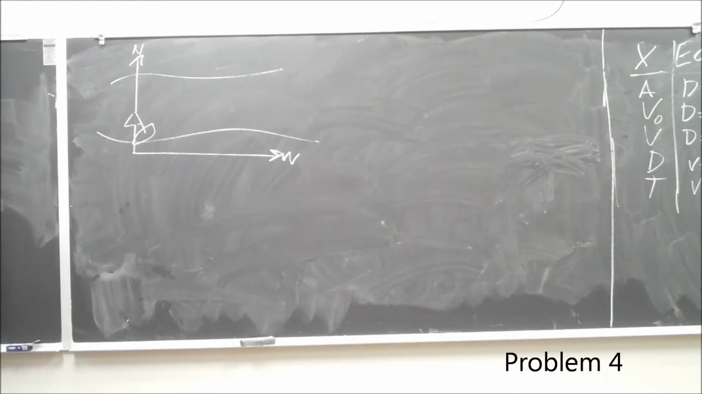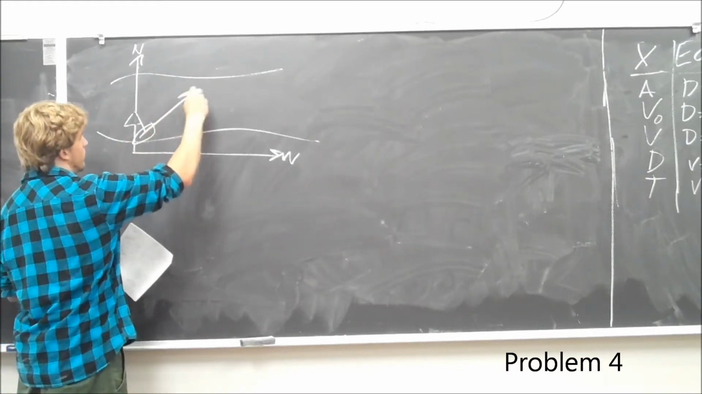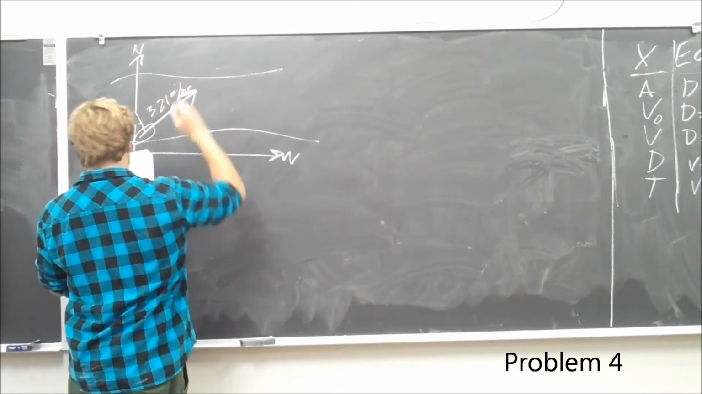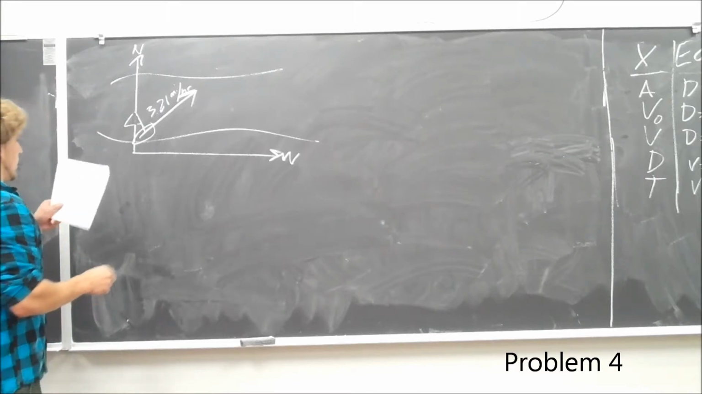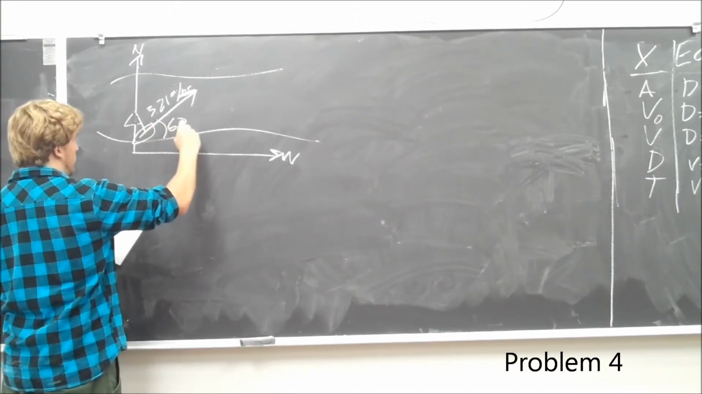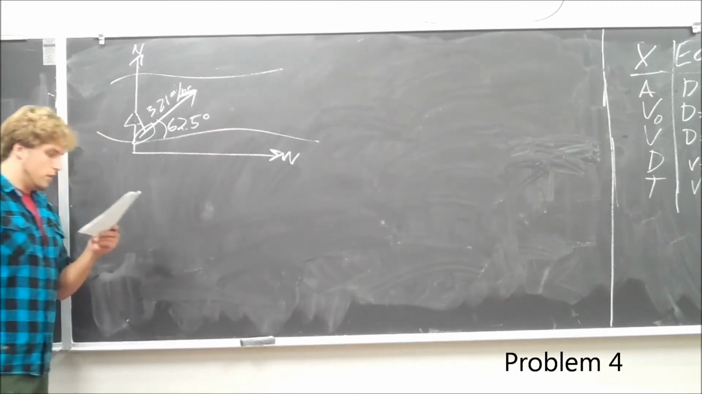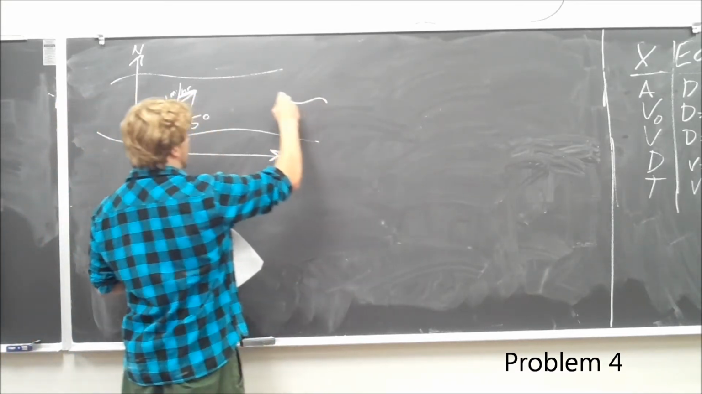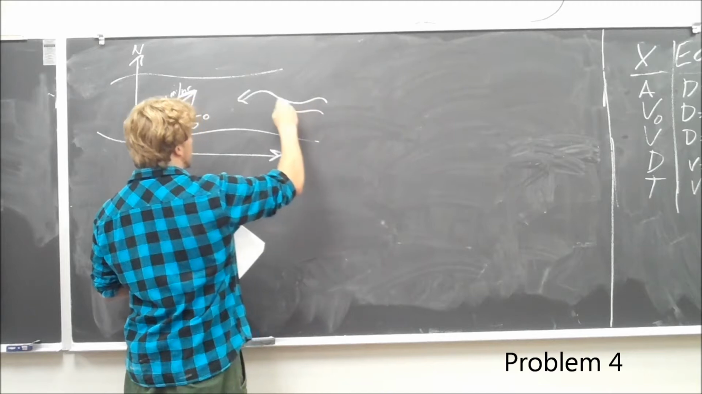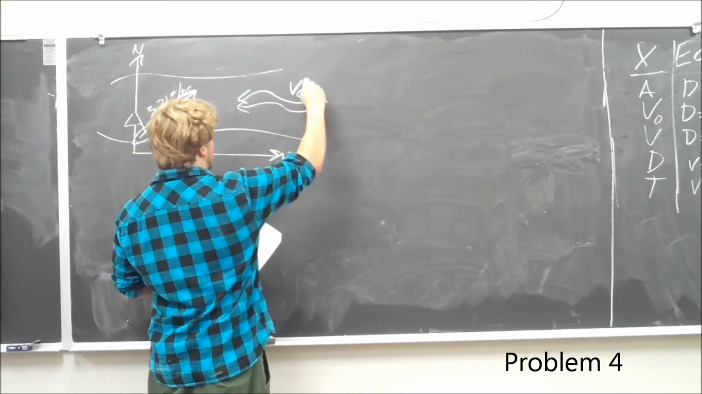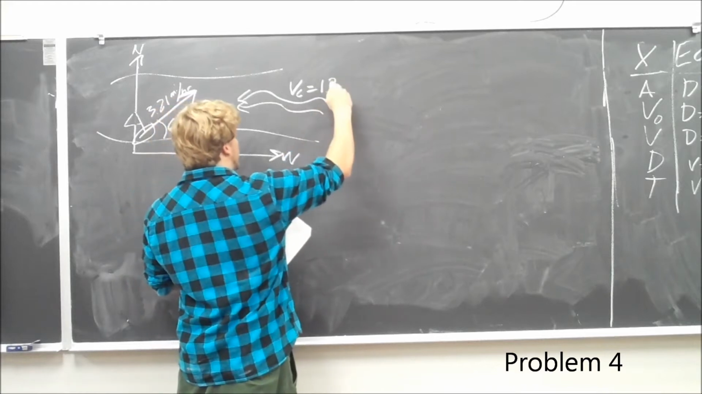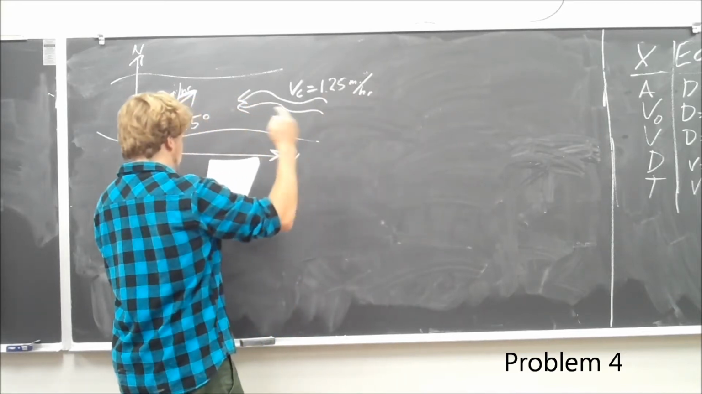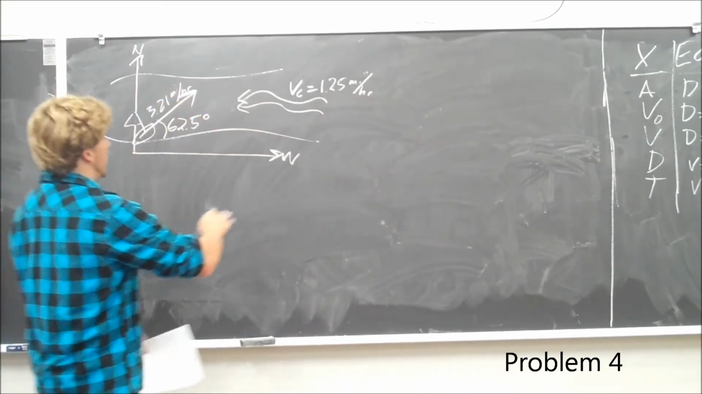3.2, okay. You start off with 3.21 miles per hour, this direction, and we know this angle is 62.5 degrees. We also know there is a river current. The velocity of the current is 1.25 miles per hour completely east. Or wait, I wrote this wrong.